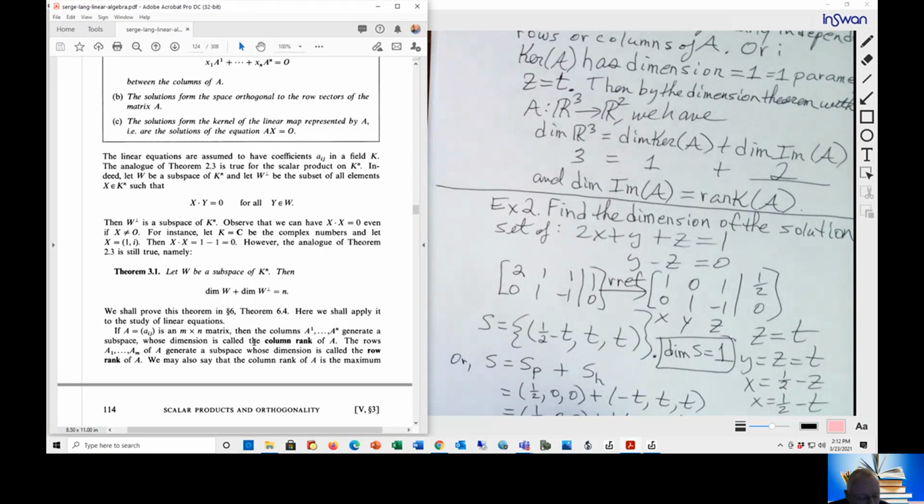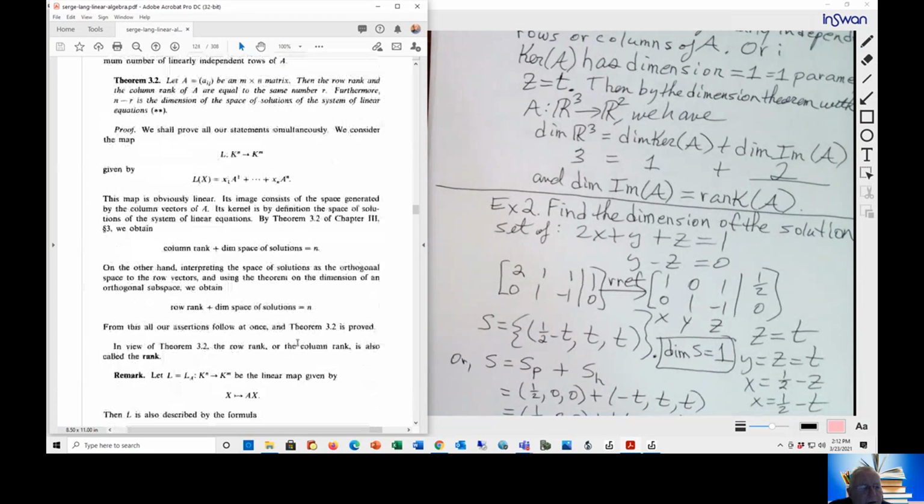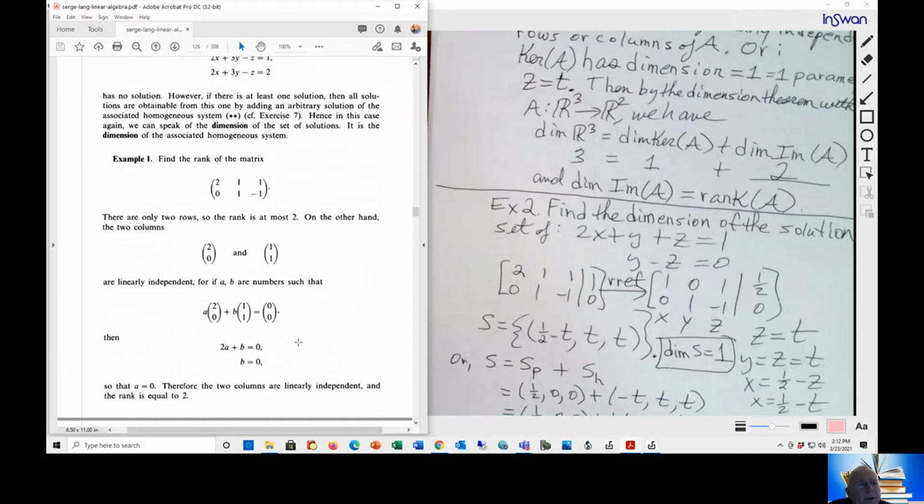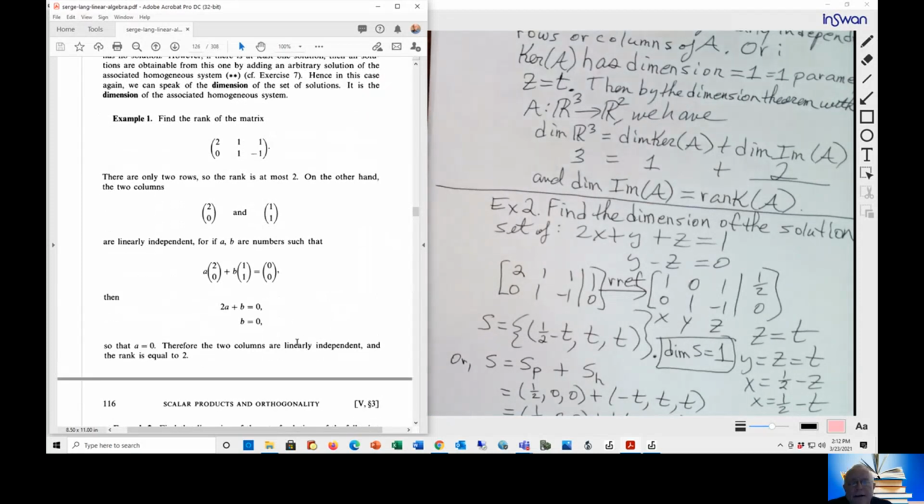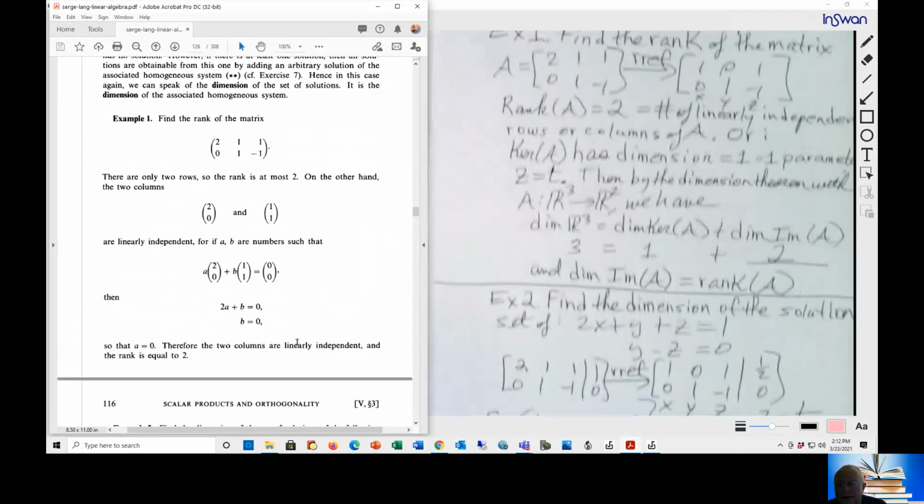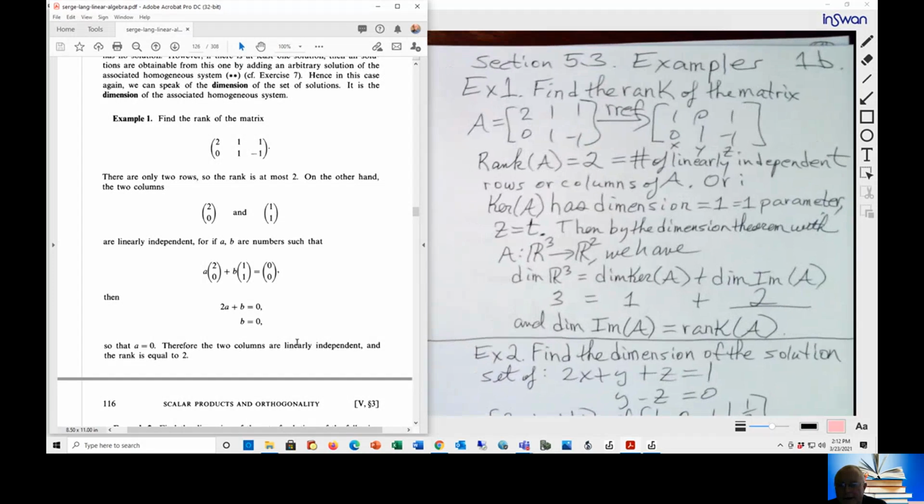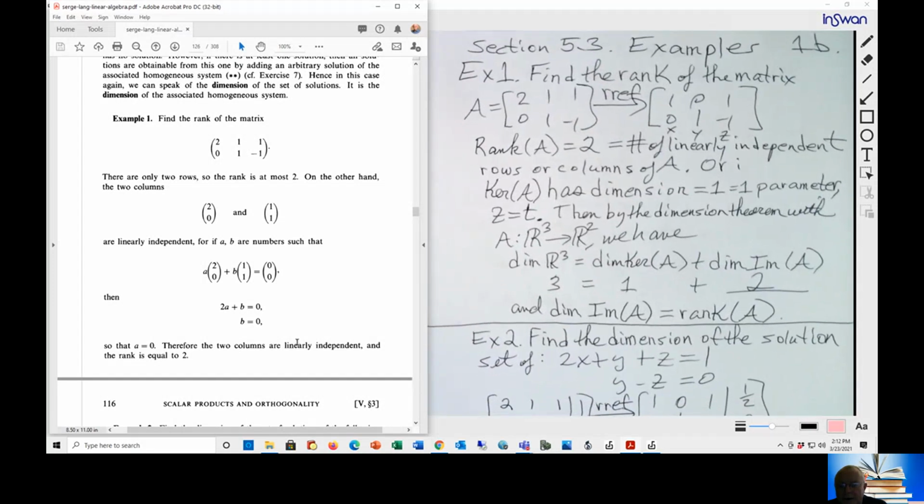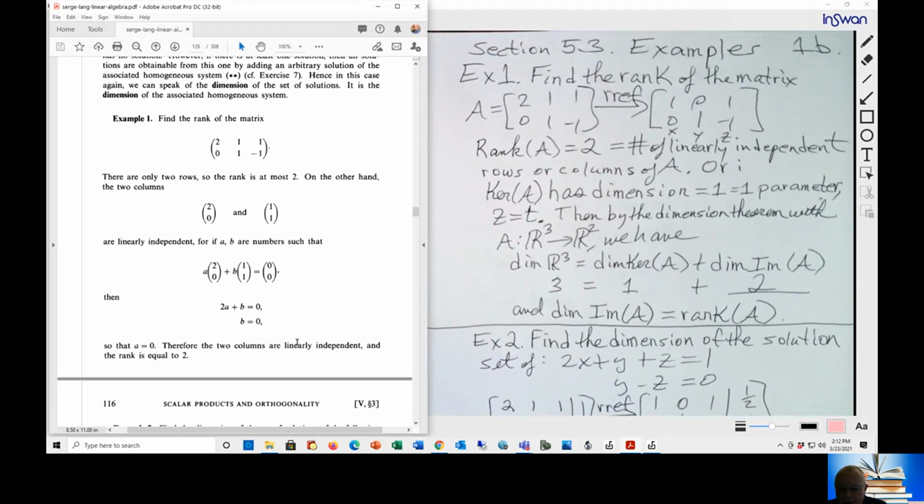Now let's look at example 1. It's on page 115 of our textbook. Example number 1, finding the rank of a matrix. Well, all you do to find the rank of a matrix is row reduce it to reduced row echelon form.